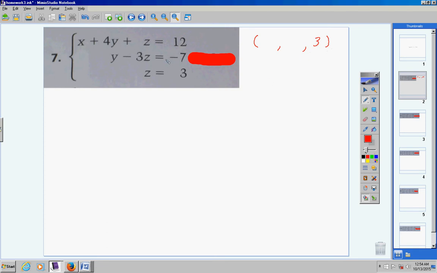Now, I can substitute 3 in for z here or here, but it won't help me to substitute it up here because I'll still be left with an x and a y. So I'm going to substitute my 3 in for z right here. So I would have y, negative 3, and then z. Z's 3 equals negative 7. Negative 3 times 3 is negative 9. Bring the negative 9 over and make it a positive 9. And y equals 2. So we're looking pretty good here.